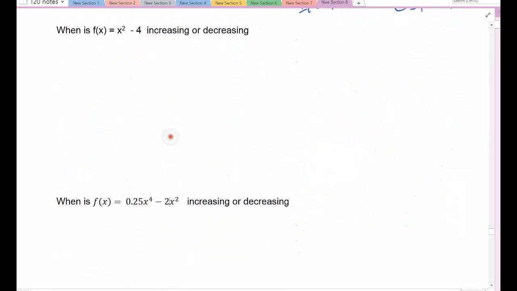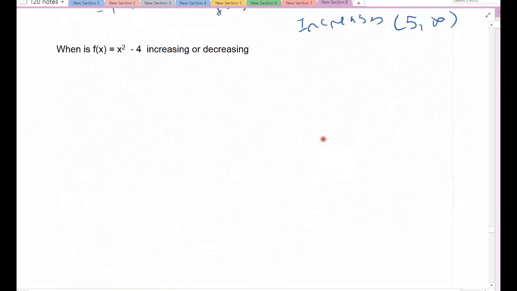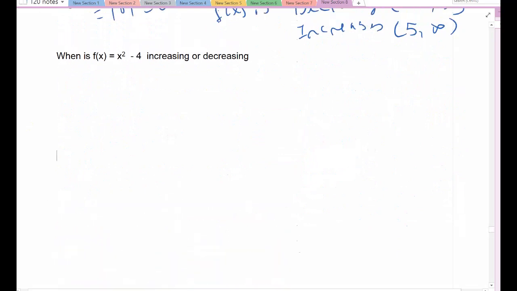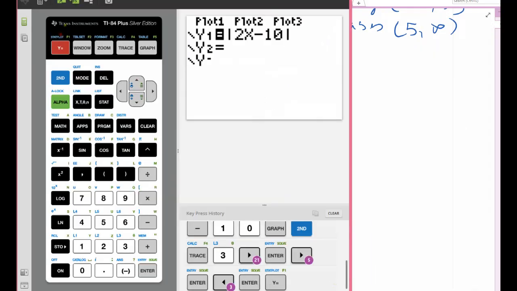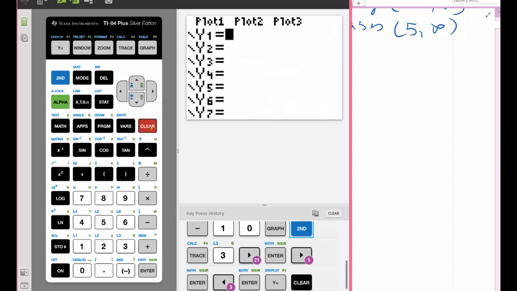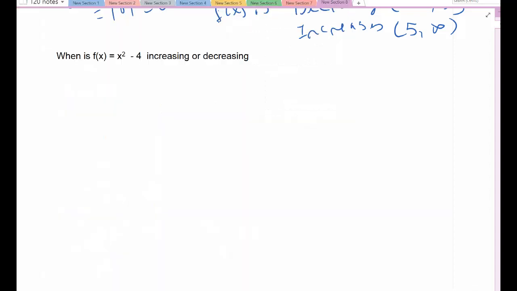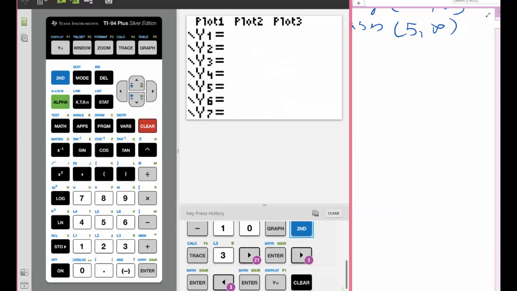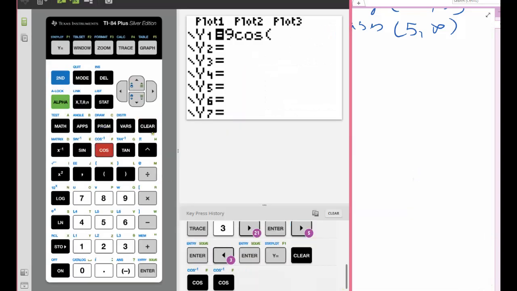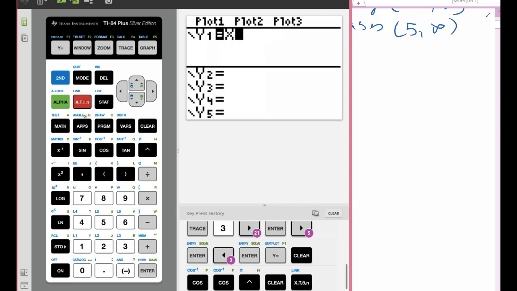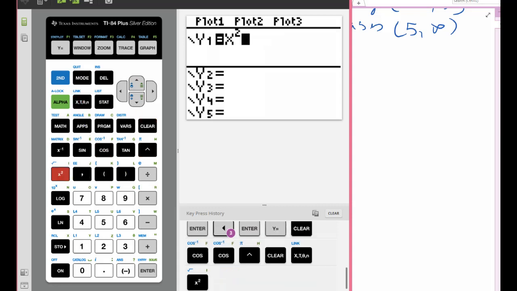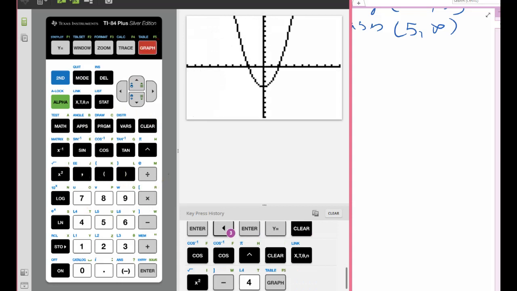Alright, next example. I'll give myself a little more room to work than what I have here. So again, you could graph this out on your calculator. So go back here, clear that out. Clear. And then type in x squared minus 4. I'm going to do a standard window. So I'm just going to hit graph, and there it is.